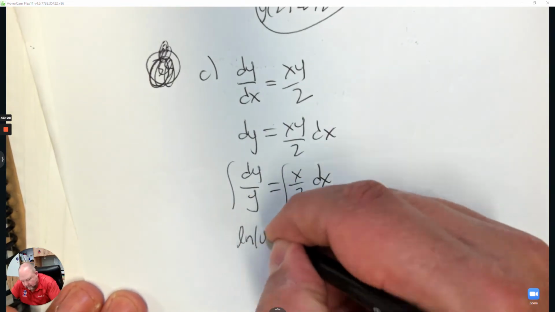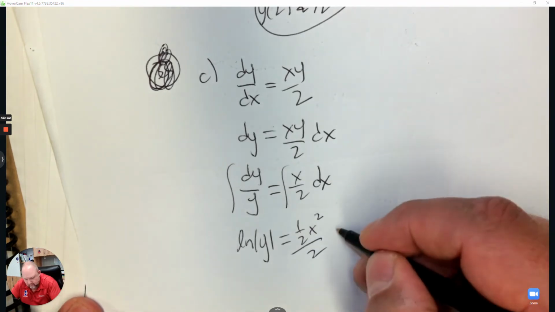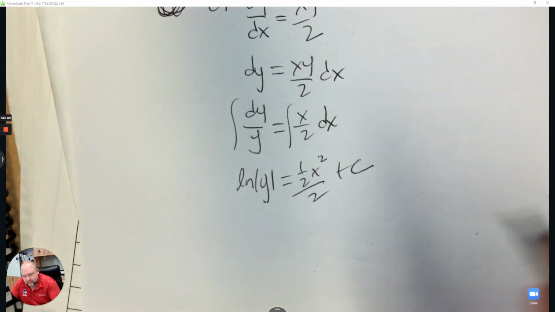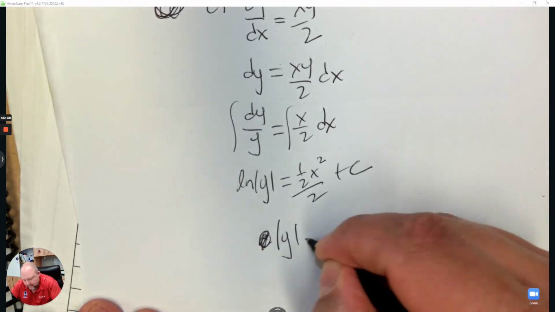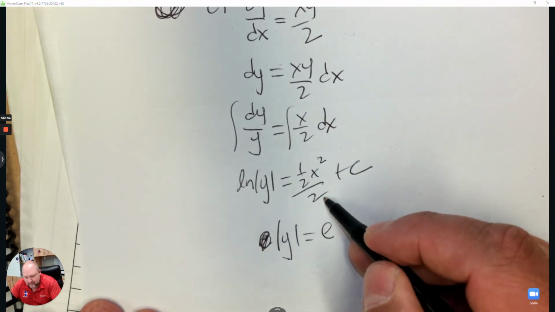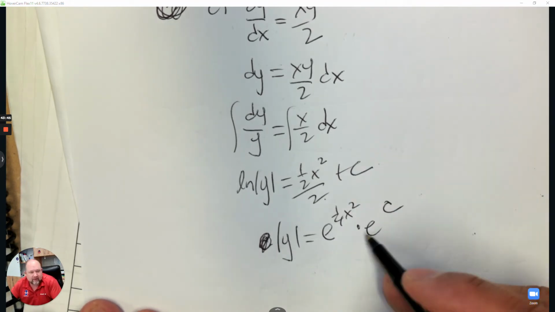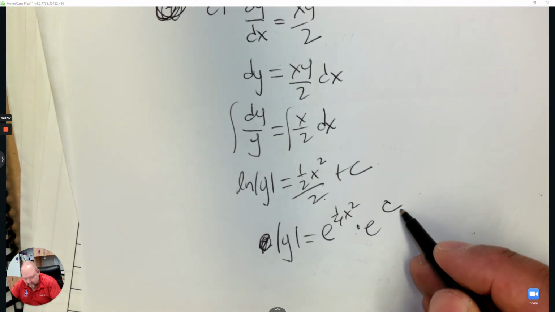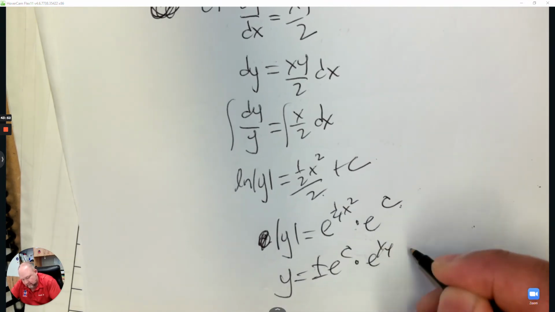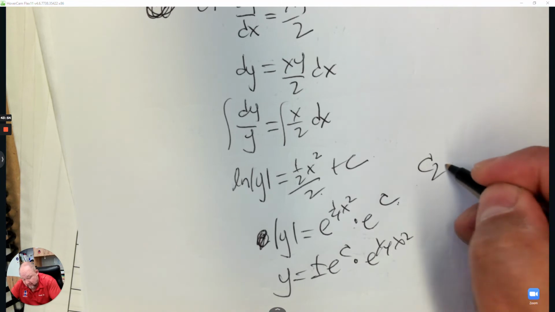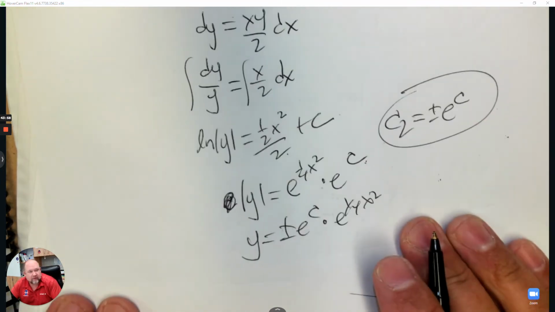So this is ln y. This is just 1/2 x squared divided by 2. I'm going to write this as an exponential. 1/2 divided by 2 is just 1/4. And then instead of plus c, I'm going to go times e to the c. Remove the bars, plus or minus. And then write down that you're changing the constant, that you have the ability to do a constant substitution to make it simpler.